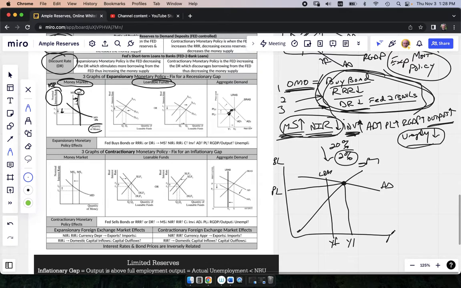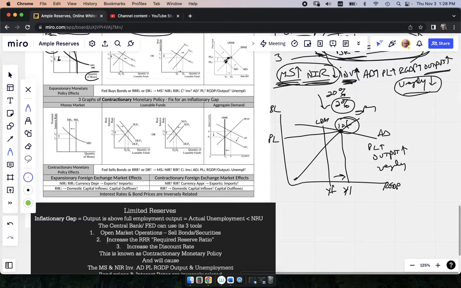Price level on the vertical, real GDP on the horizontal. We've got high price levels. We've got high output. Therefore, we've got low unemployment. This is a hot economy, what we call an inflationary gap. We just flip it all around.